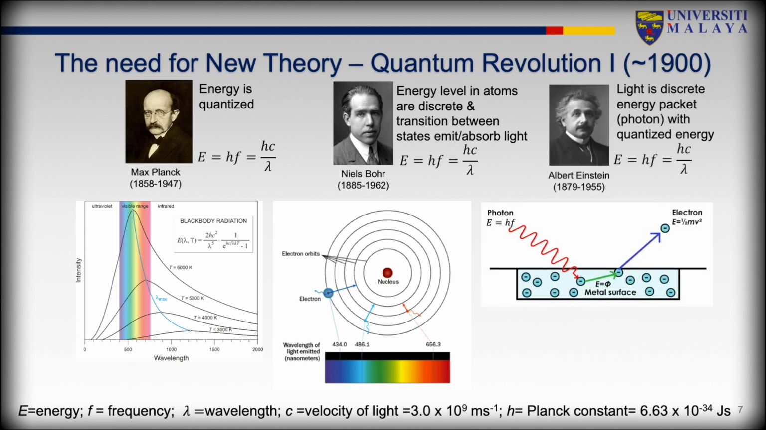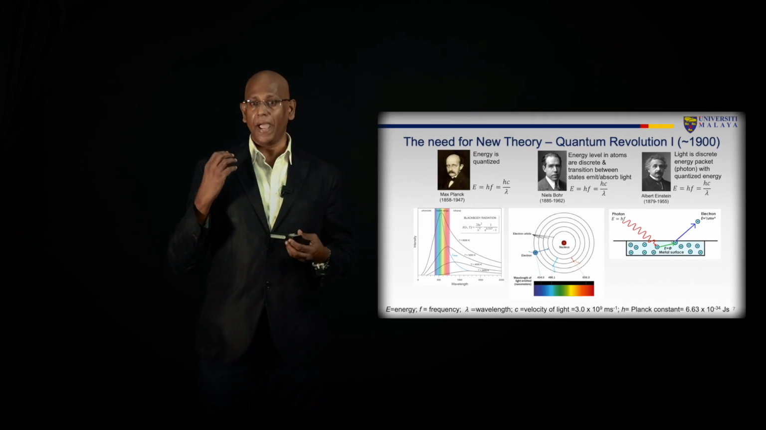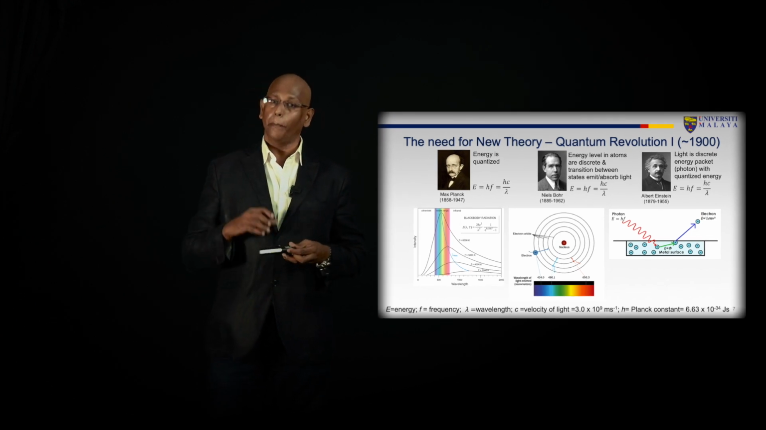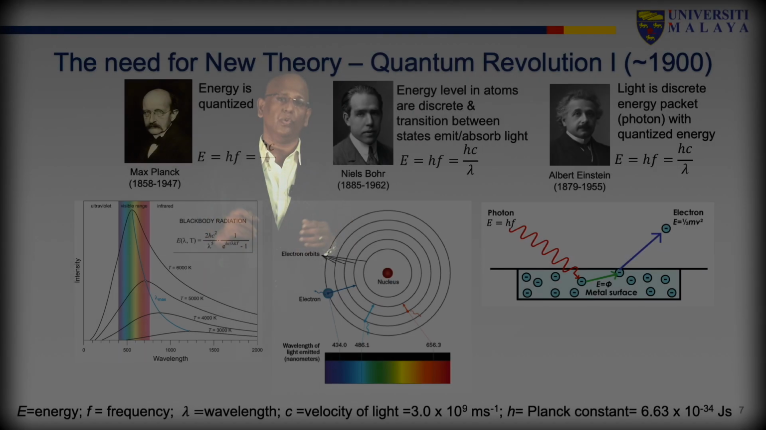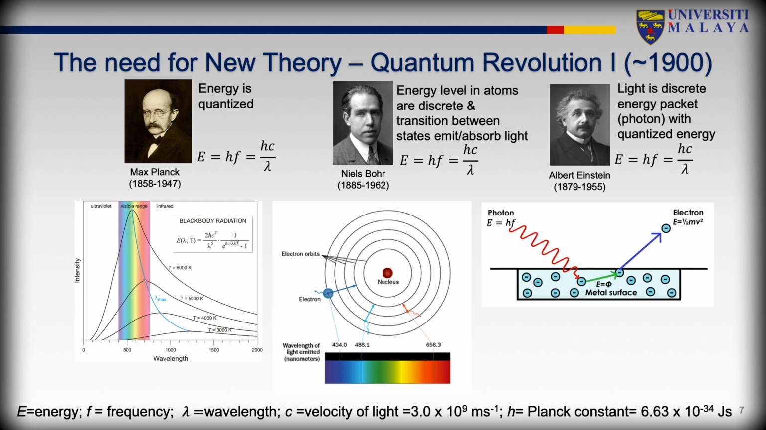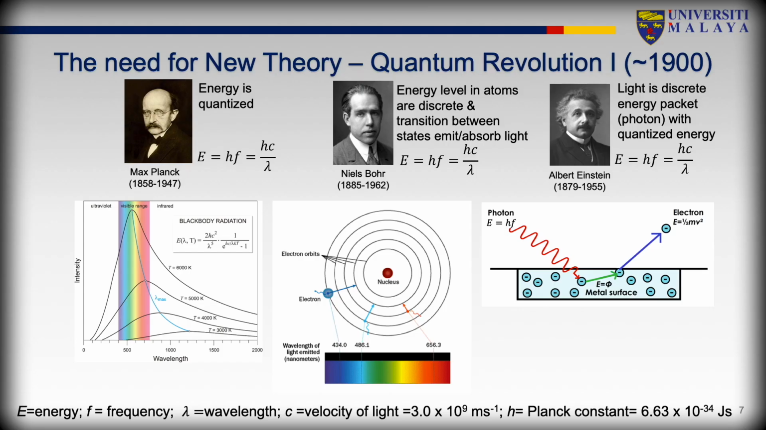Einstein assumed the light is composed of packets of energy called photons. And again, the energy is quantized with energy E equals Planck constant h multiplied by the frequency of the light. So you see, in all these three examples, the common idea proposed is light energy is quantized. And this is not the end of the story.